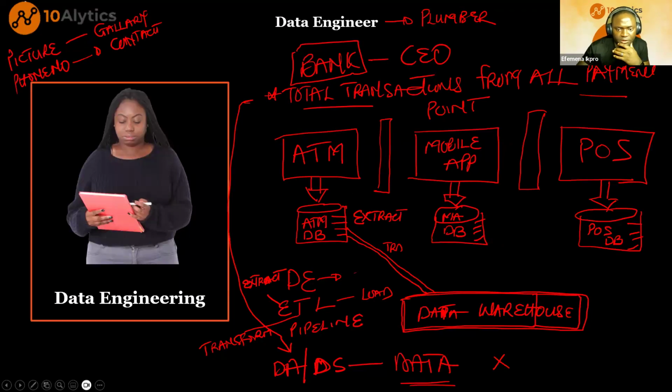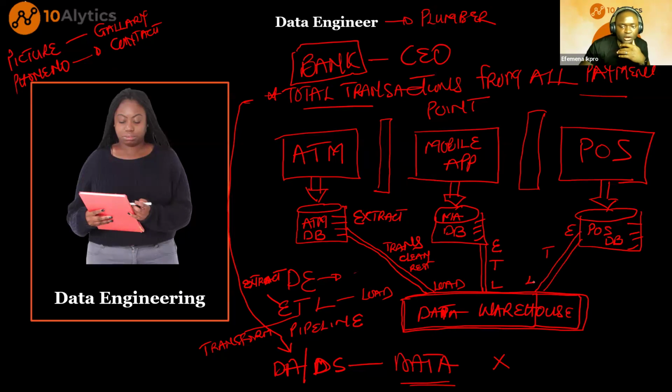We'll do some transformation. Transformation basically means cleaning the data, restructuring the data, and then loading it into the data warehouse. So extract the data from ATM, transform the data, and load it into the data warehouse. The data engineer would also do the same thing for the mobile app database: extract, transform, and load the data into the data warehouse. Same thing with the POS. So you see now, the data warehouse is a combination of multiple databases.